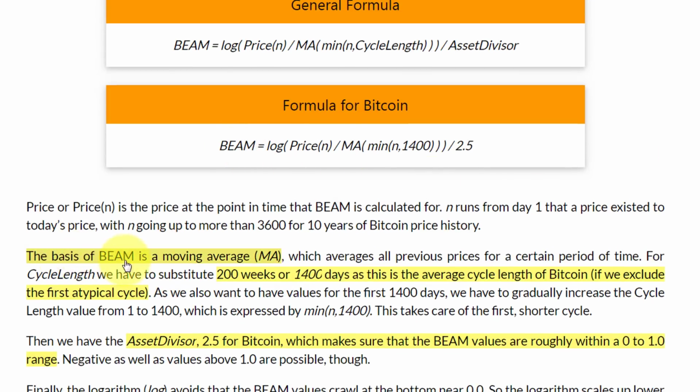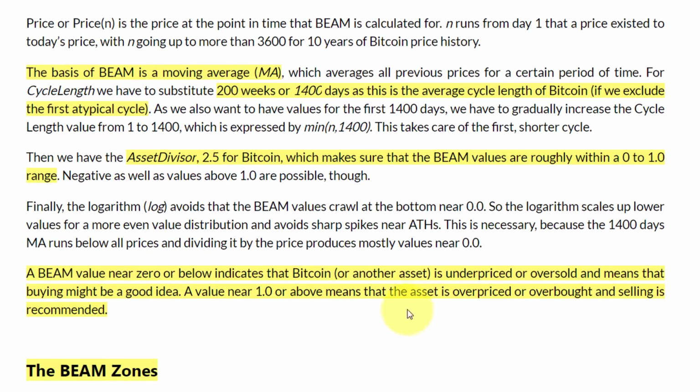And basically what this does is it's a moving average that's 200 weeks or 1400 days, because this is the average cycle length of Bitcoin. Now, Bitcoin's unique because of the halving cycles, and that typically drives these cyclical tops and bottoms. Asset divisor is part of the equation, which makes sure that the beam values are roughly within a 0 to 1.0 range. Negative as well as values above 1.0 are possible, though, and you'll see that. So that's an indicator setting that's specific to what you're charting. Bitcoin works well with 2.5. Other assets will work with not only different lengths in days, but also different asset divisors. So that's a tweak that you can make.